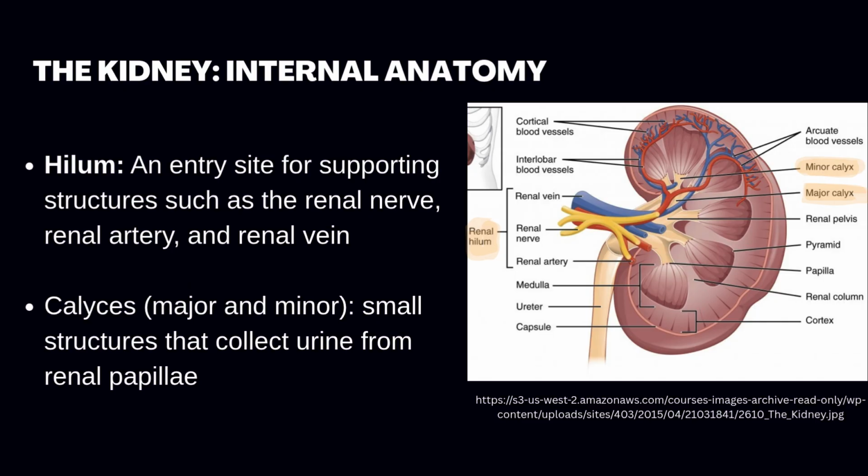The hilum of the kidneys serves as an entry site for the supporting structures such as the renal nerve, renal vein, and the renal artery, as well as the ureter. These are able to enter and exit the kidney through the hilum. The major and minor calyces are structures that extend from the hilum, and together they form the renal pelvis. This is where urine is collected from the renal papillae.